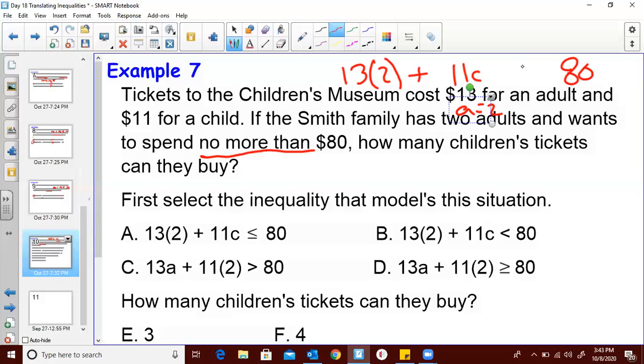All right, so here we will look at this no more than. And we've had this wording before, so we know that it's going to be less than or equal to. So I just come down here and match this up. This doesn't have an equal to, that's greater than. So our answer is A.